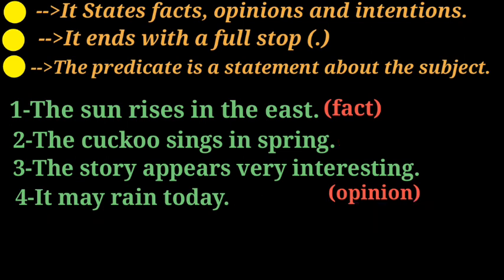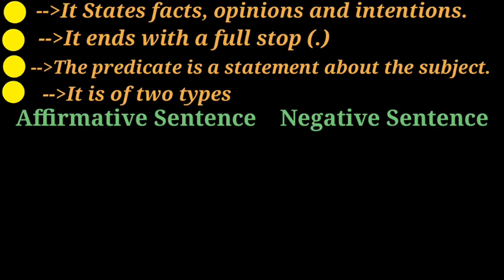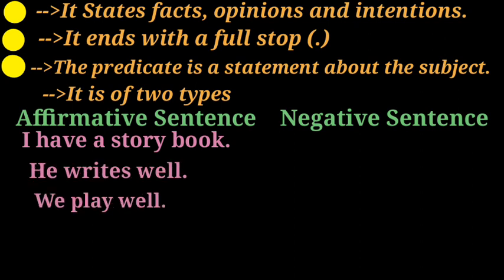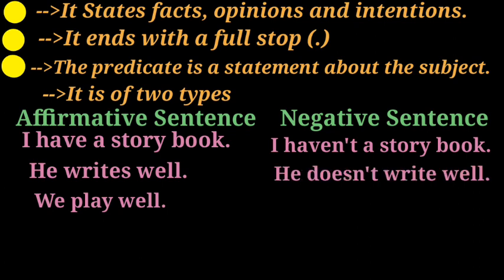The declarative sentence is of two types: affirmative sentence and negative sentence. Look at the examples here. The examples of affirmative sentence are: I have a storybook, he writes well, and we play well. Look at the examples of negative sentence. I have not a storybook, he doesn't write well, and we don't play well.